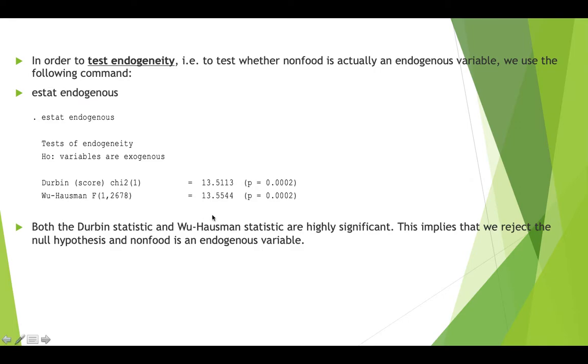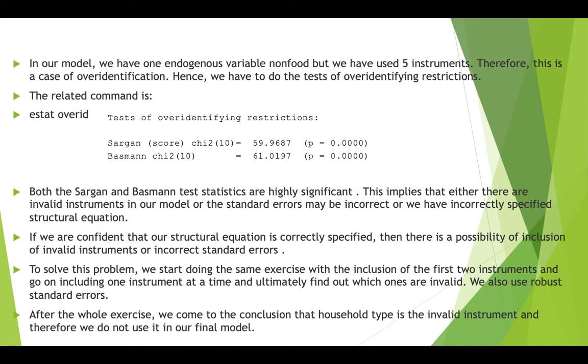Our null hypothesis was that non-food is an exogenous variable, and our alternative hypothesis is that non-food is an endogenous variable. So, we have p-values close to 0. Therefore, we reject the null hypothesis, and non-food is correctly assumed as the endogenous variable.